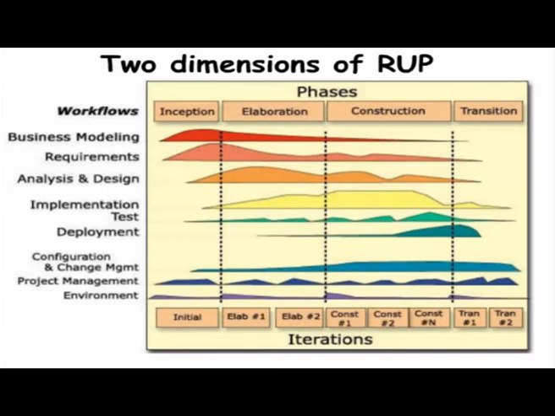That is also shown in the Rational Unified Process. As you can see here, the analysis and then the design occur almost throughout, starting from inception, elaboration, construction, and transition. At the same time, the implementation takes place and the deployment peaks towards the end.